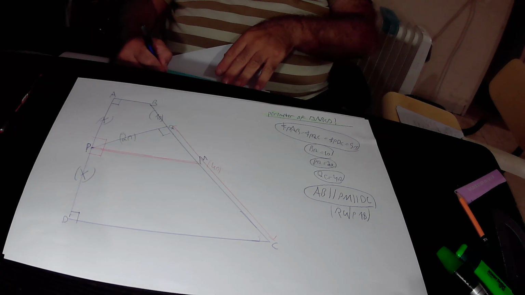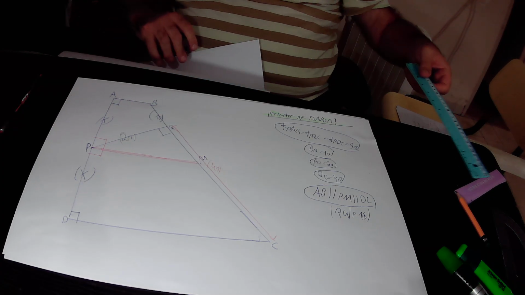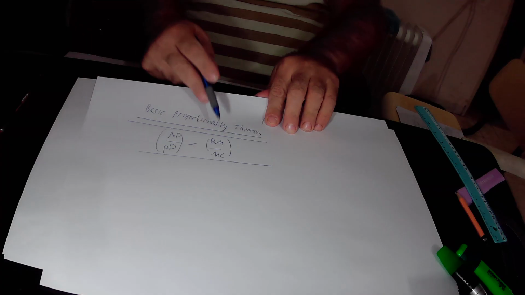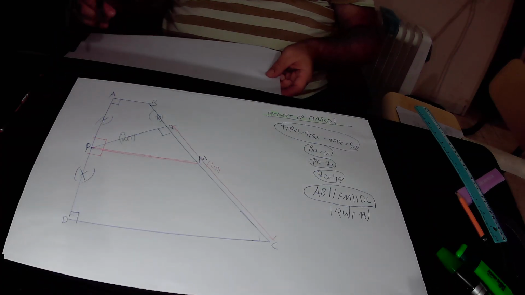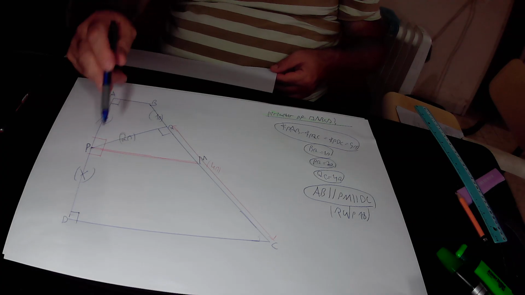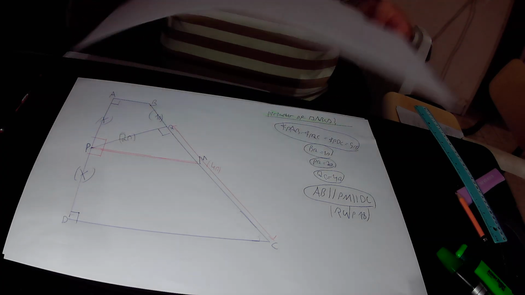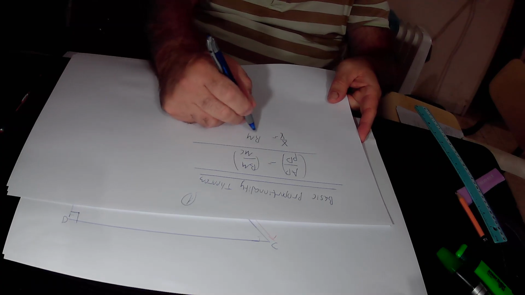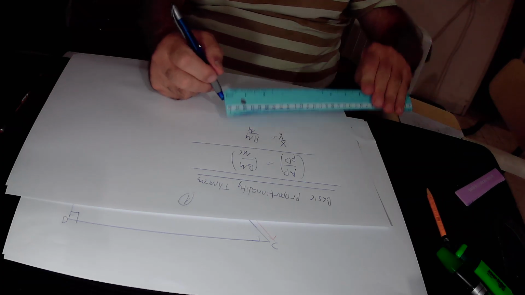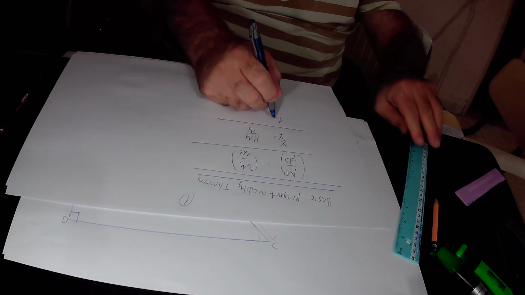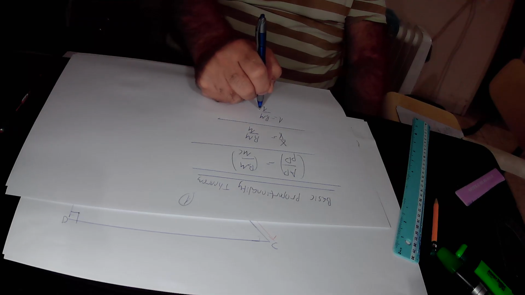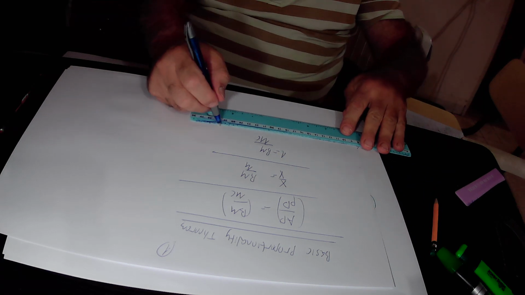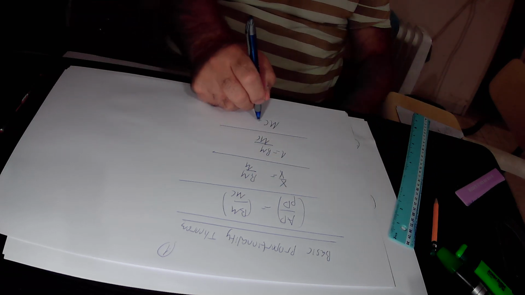Again, according to the basic proportionality theorem, AP over PD equals BM over MC. AP equals X and PD also equals X. So AP over PD is X over X, which equals BM over MC. X over X is 1, so 1 equals BM over MC. Here we multiply this equation by MC, and we get that MC equals BM.